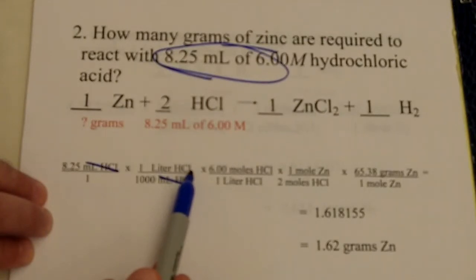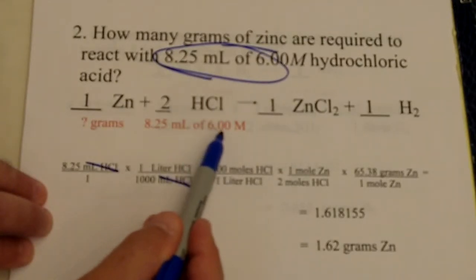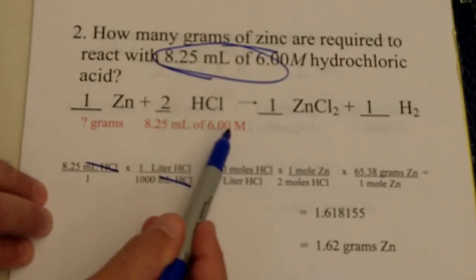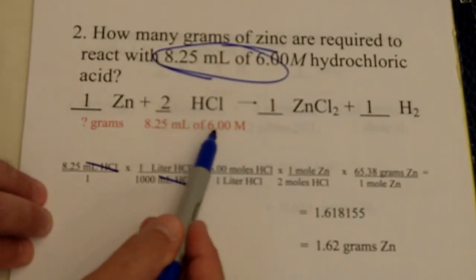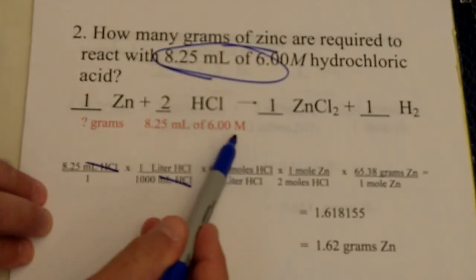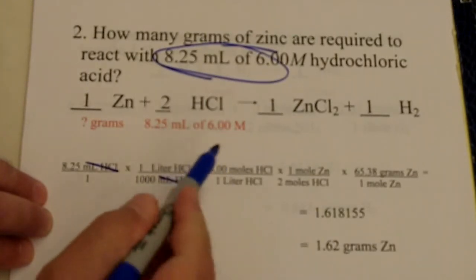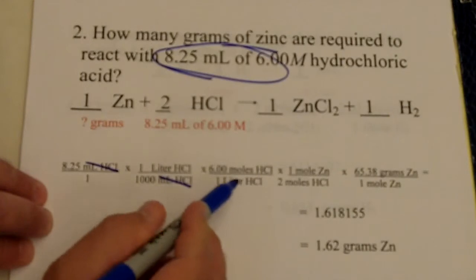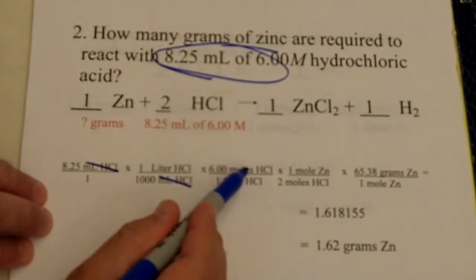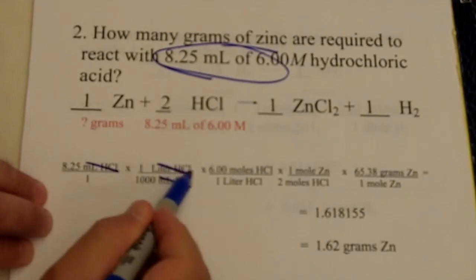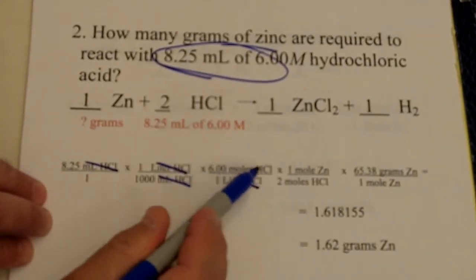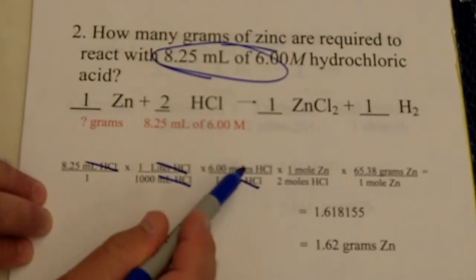Now what I'm going to do is convert to moles. I'm going to use the molarity to help me do that. 6.00 molar means 6.00 moles per liter. That's what molarity means, moles per liter. So when you see that capital M, it means moles per liter. And I can take advantage of that in this conversion right here. Liters of hydrochloric acid here, so I have liters of hydrochloric acid here. Moles of hydrochloric acid is what I'm looking for. This will cancel with this. 6.00 moles of hydrochloric acid per liter of HCl leaves me with moles of hydrochloric acid.